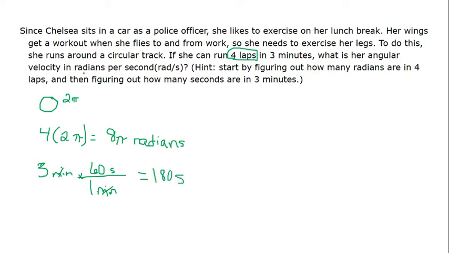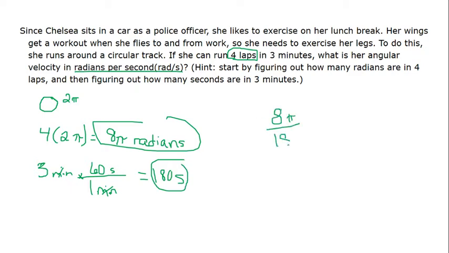So now I want to know it in radians per second. So I'm going to take my radians divided by my seconds. So I'm going to have 8 pi divided by 180. Type it into the calculator, round it to the hundredths, and I get 0.14 radians per second.